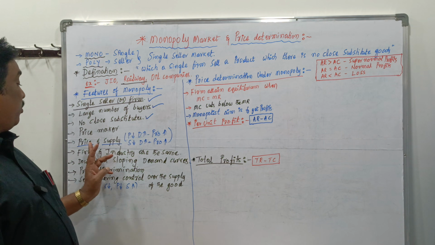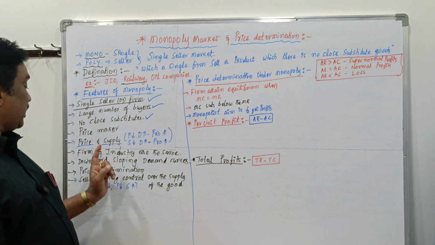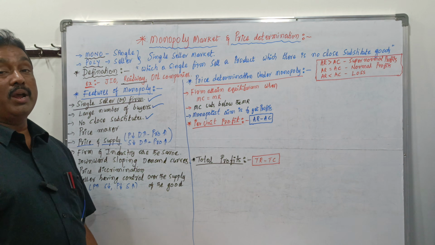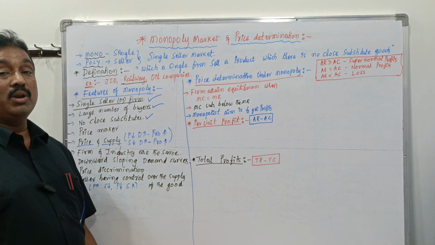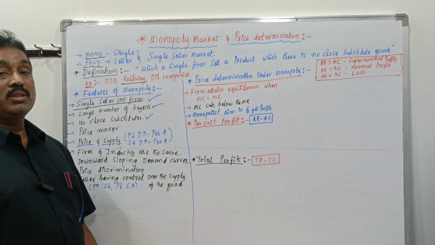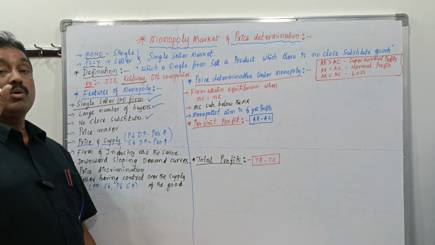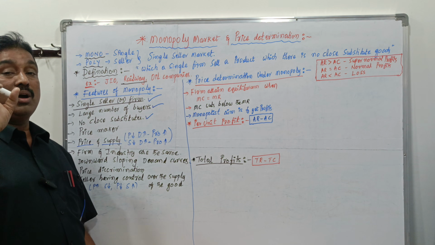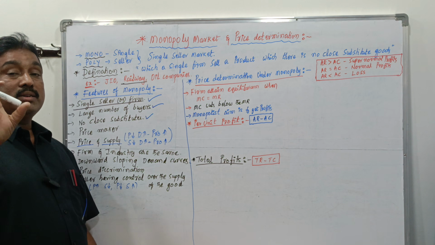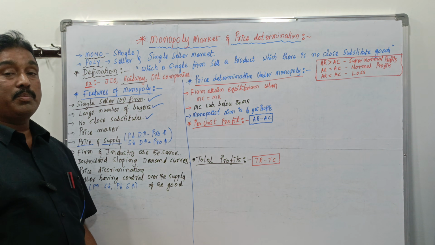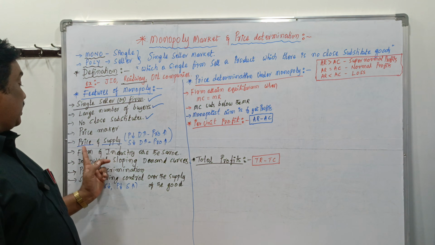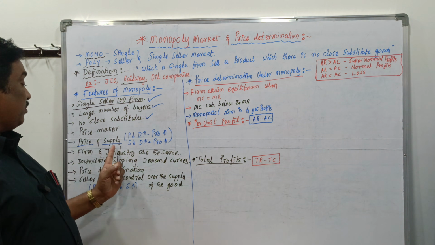And another one, in the monopoly market, price and supply cannot be controlled at a time by the seller. The seller has control over the supply of the commodity, but the seller cannot control both price and supply at a time.